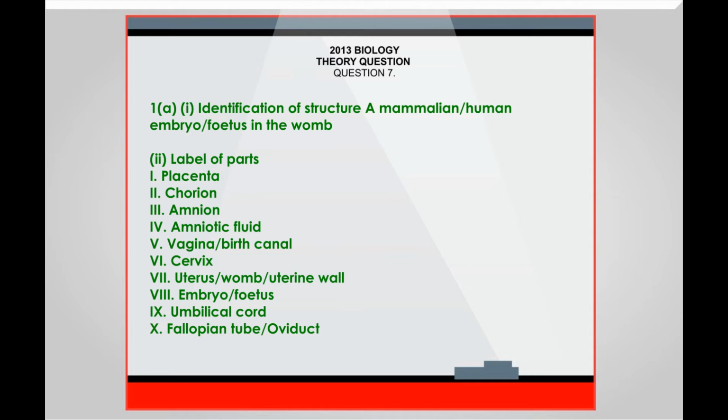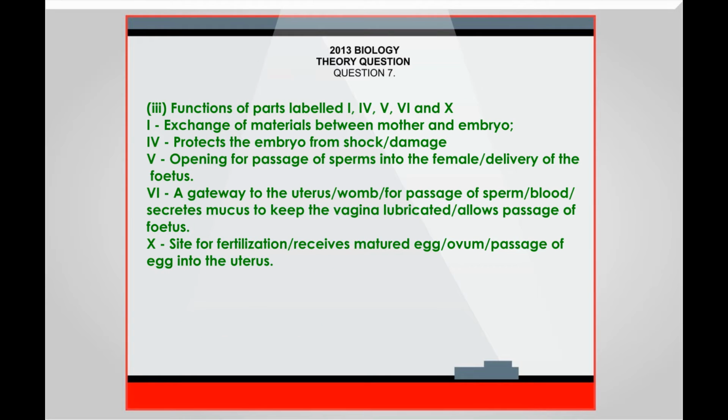VIII. Embryo/fetus. IX. Umbilical cord. X. Fallopian tube/oviduct. III. State one function each of the parts labeled I, IV, V, VI, and X.